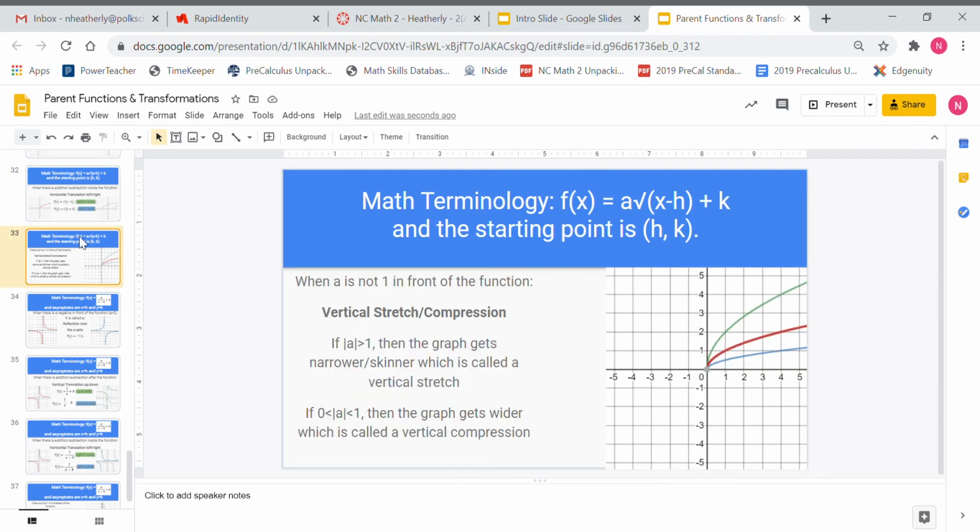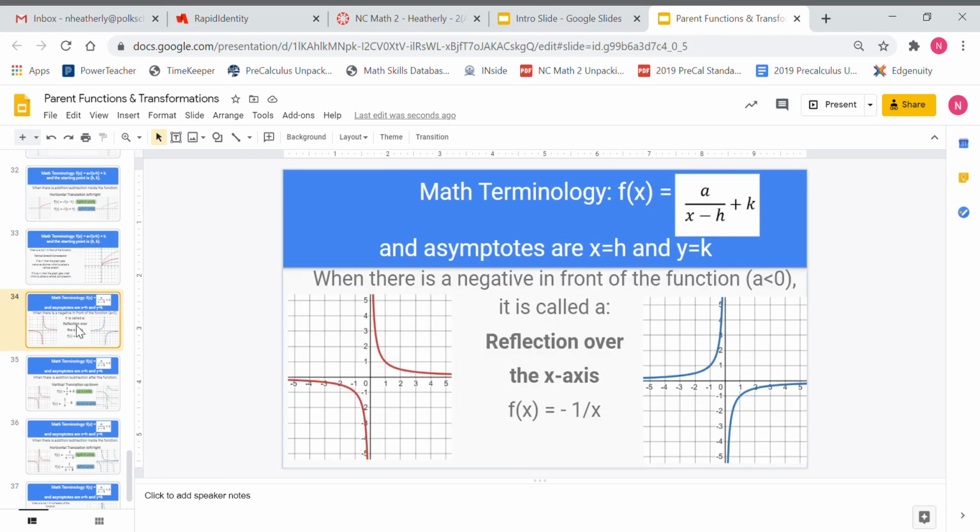And then finally, we talked about a vertical stretch or compression. If your a value is greater than 1, it's still going to be a vertical stretch, and that would be that blue function over there. And then if it gets wider, if there's a fraction in front, it would look like that green function. So same thing, even though we're dealing with all sorts of parent functions, all of the transformations will look the same when you're dealing with it in terms of the function notation.